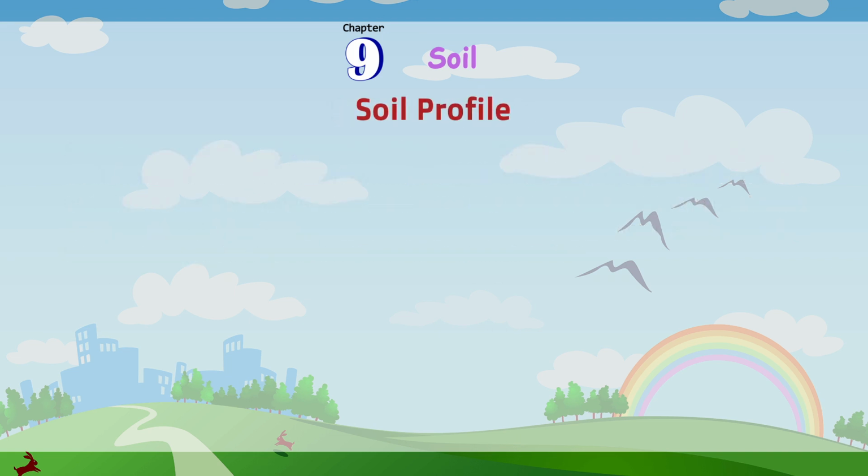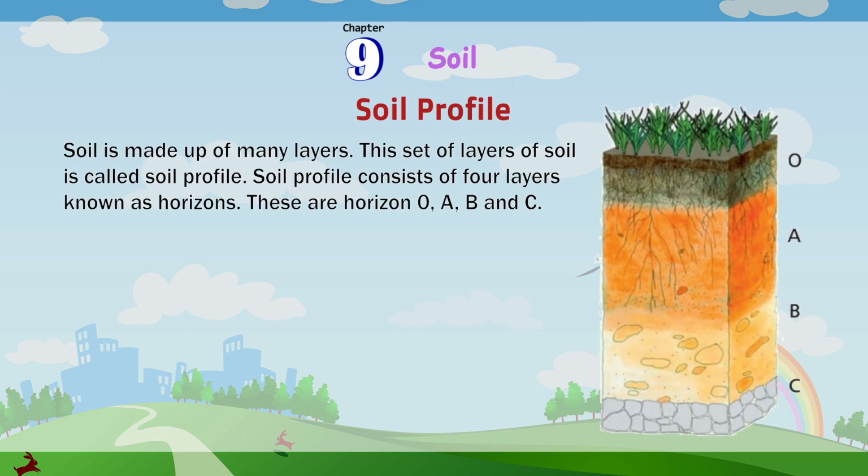Soil profile. Soil is made up of many layers. This set of layers of the soil is called the soil profile. Soil profile consists of four layers known as horizons. These are horizon O, A, B, and C.